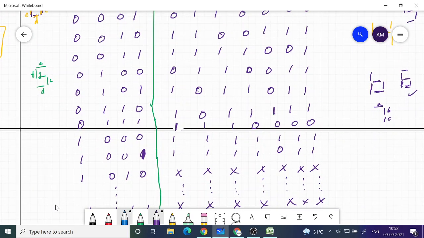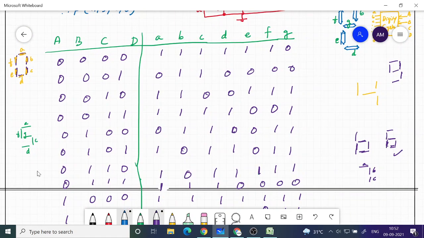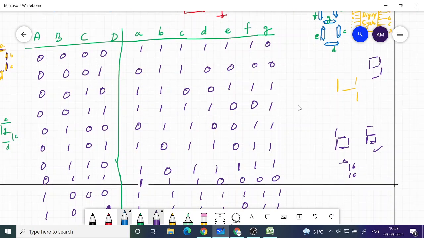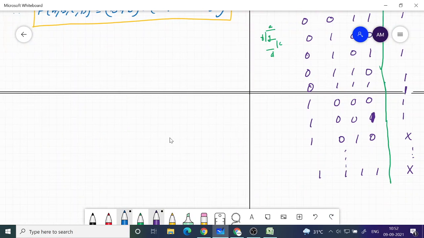Okay, so now you see how many boolean functions we got. We got 7 boolean functions. For each output of that digital system, we have got one boolean function. So small a is a function of capital A, B, C, D. Small b is a function of capital A, B, C, D. Small c is also a function of capital A, B, C, D. So we got 7 boolean functions. So now we need to solve 7 k-maps.